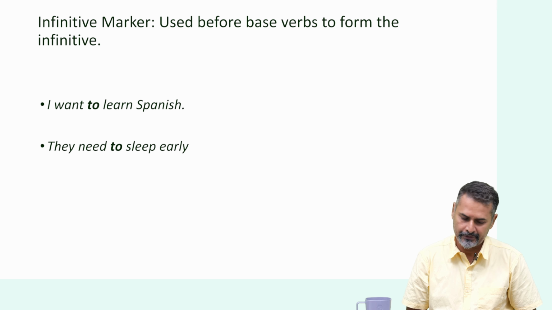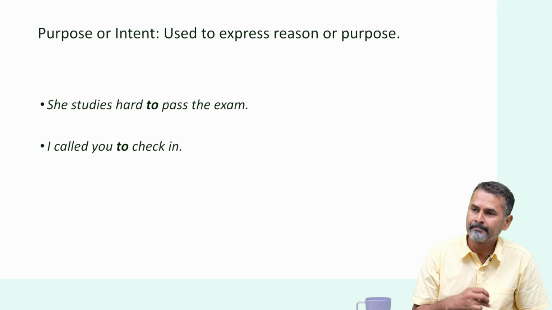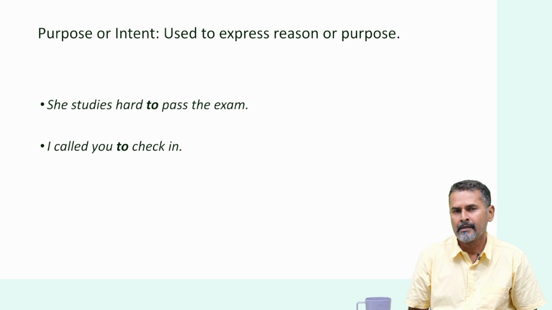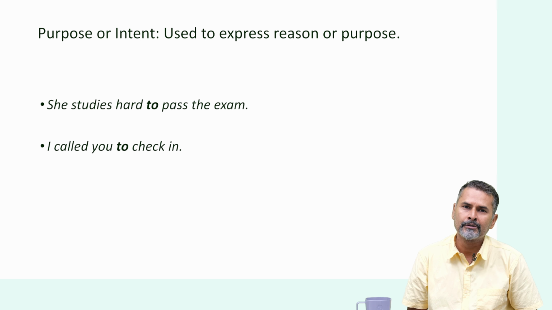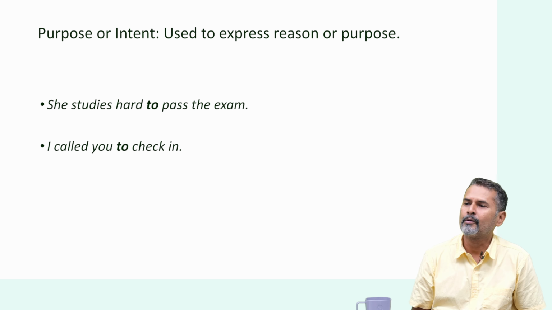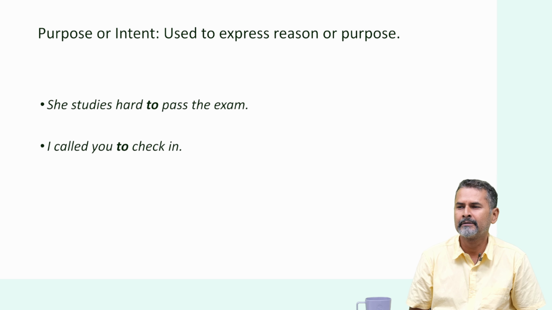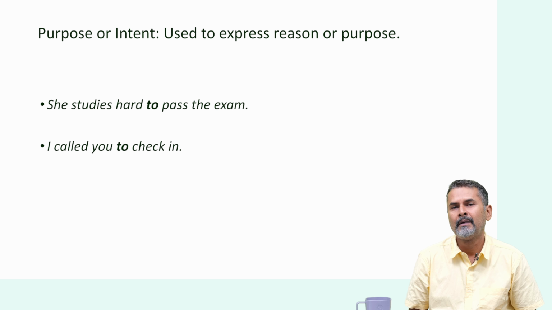Let's move on to the next use of the preposition to. To is also used to indicate purpose or intent. So let's look at the examples. She studies hard to pass the exam. Exam പാസ്സാവാൻ വേണ്ടി അവൾ ഹാർഡായിട്ട് പഠിക്കും. She studies hard to pass the exam. അപ്പോൾ അവിടെ പാസ്സാവാൻ വേണ്ടി. So to translates to വേണ്ടി.